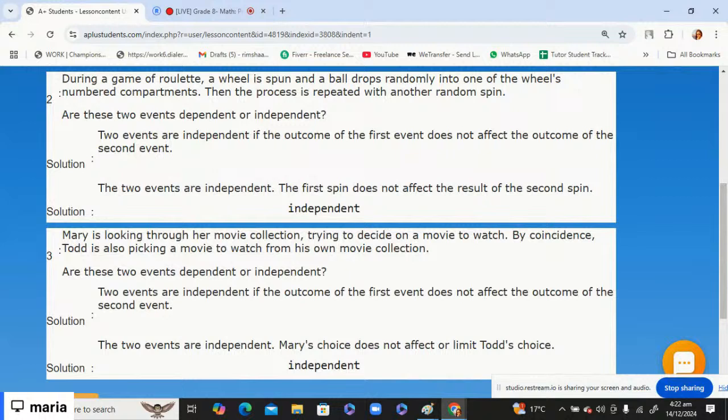So in this question, during a game of roulette, a wheel is spun and a ball drops randomly into one of the wheel's numbered compartments. Then the process is repeated with another random spin. So are these two events dependent or independent? They are saying in the answer that the two events are independent because the outcome of the first event does not affect the outcome of the second event. So we can say that these two events are independent. Okay.